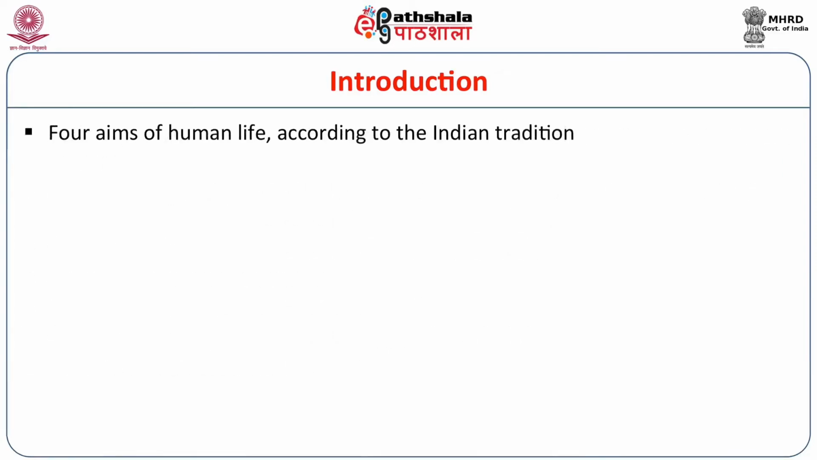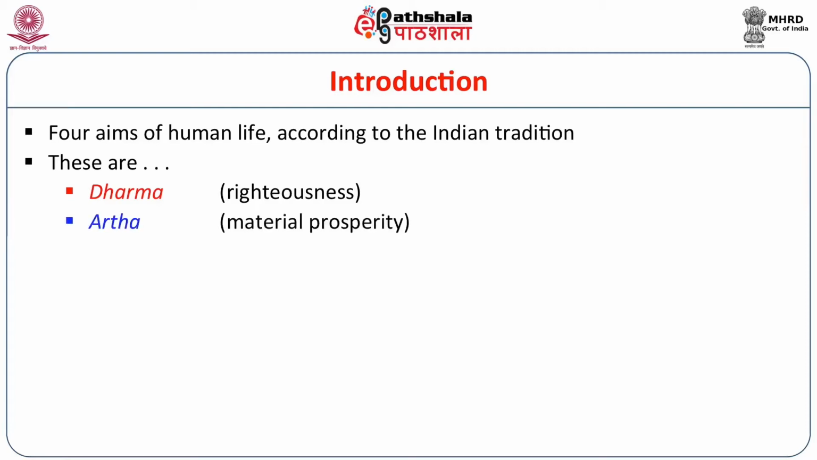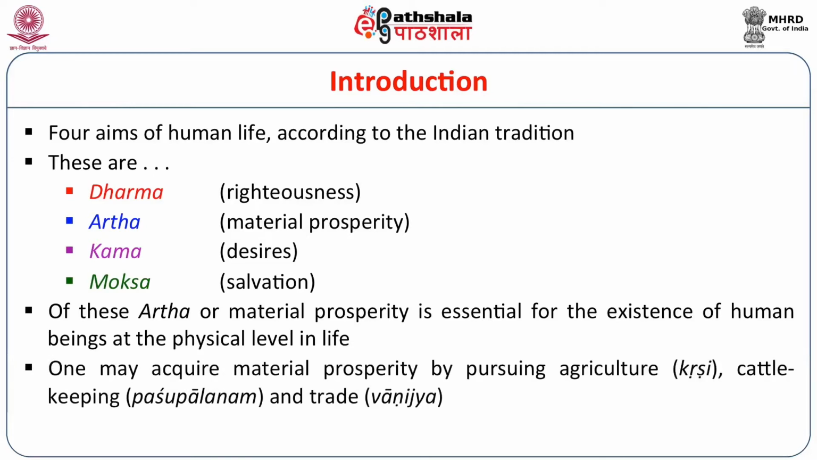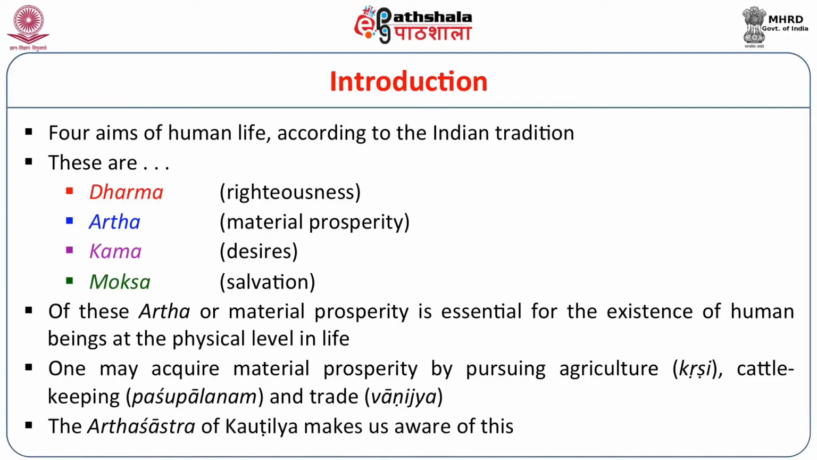Now, four aims of human life according to Indian tradition: dharma, righteousness; artha, material prosperity; kama, desires; moksha, salvation. Of these, artha or material prosperity is essential for the existence of human beings at the physical level in life. One may acquire material prosperity by pursuing agriculture, that is krishi, cattle keeping, pashupalanam, and trade, vanijya. The Arthashastra of Kautilya makes us aware of this.